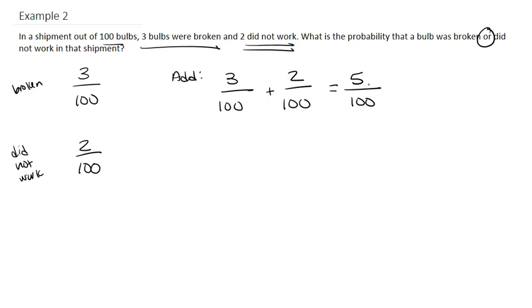Now 5 out of 100 can be further reduced. So we can divide both the top and the bottom by 5. So we get 1 out of 20. And so we would say 1 out of 20 either was broken or did not work in that shipment. So let's do one final example.